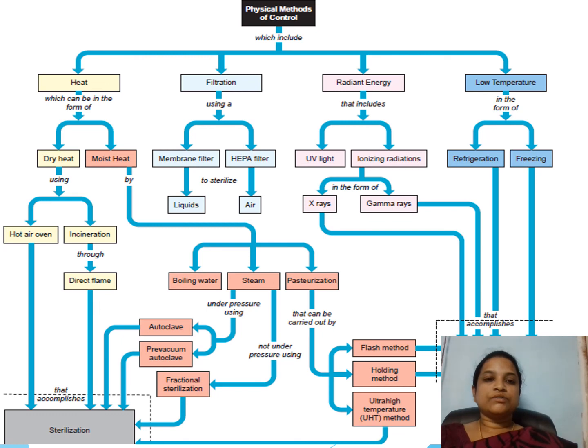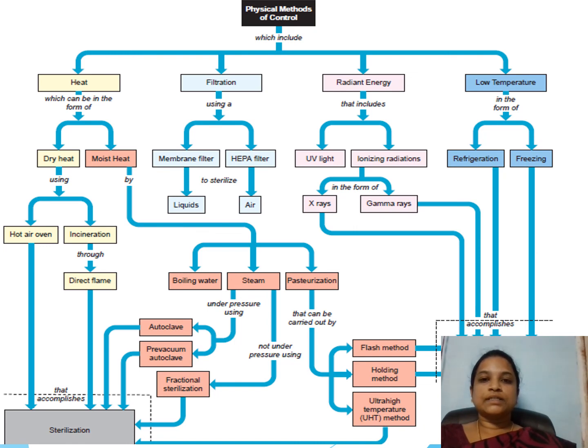Under heat, dry heat and moist heat are the methods by which bacteria and other microorganisms are killed. Dry heat employs a hot air oven and incineration to kill microorganisms. Moist heat includes boiling water, steam, and pasteurization. Under filtration, it employs the use of membrane filters and HEPA filters. Membrane filters are used to sterilize liquids, whereas HEPA filters are used to sterilize air.